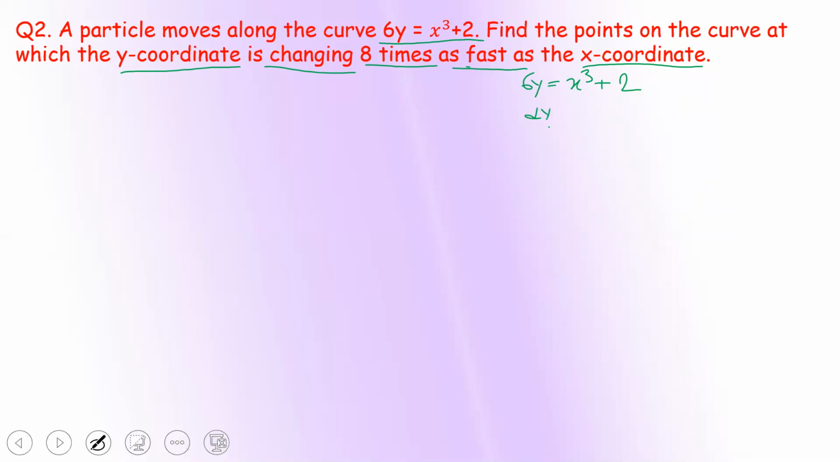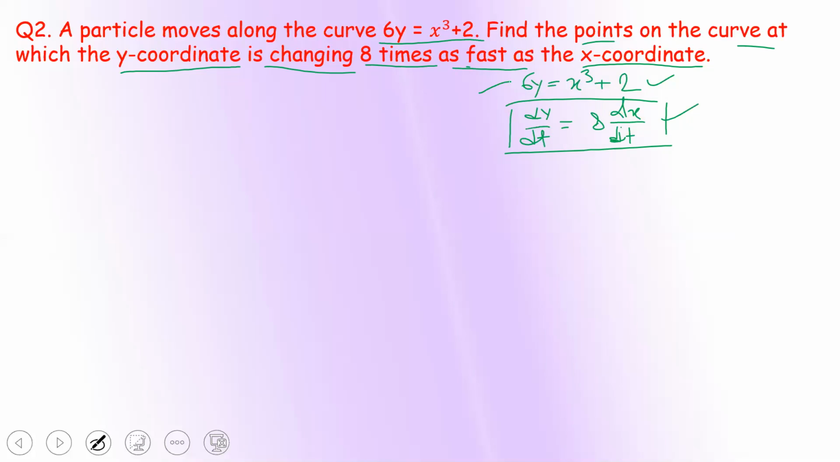The y coordinate is changing definitely with time, 8 times as fast as the x coordinate. So 8 times the change in x coordinate. These two pieces of information I have. Now I need to find the point on the curve at which dy/dt is 8 into dx/dt. So our work is to find these points.